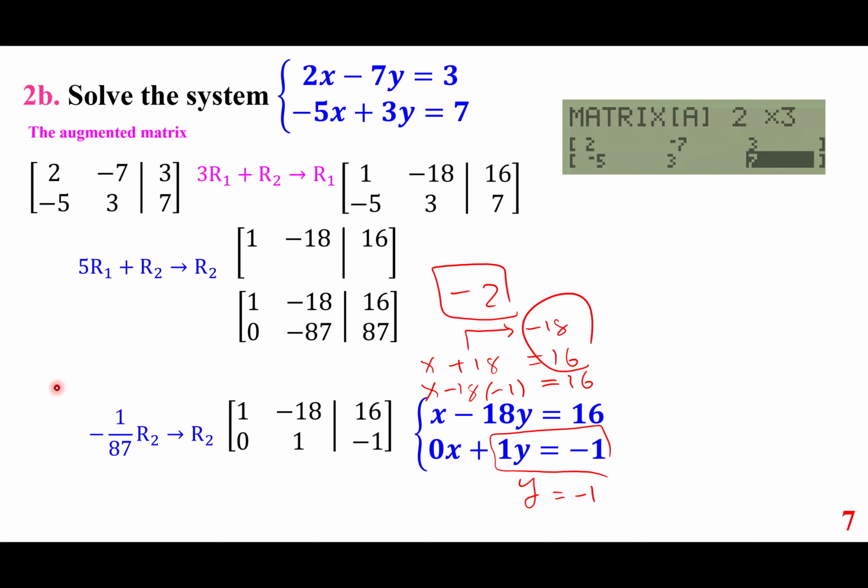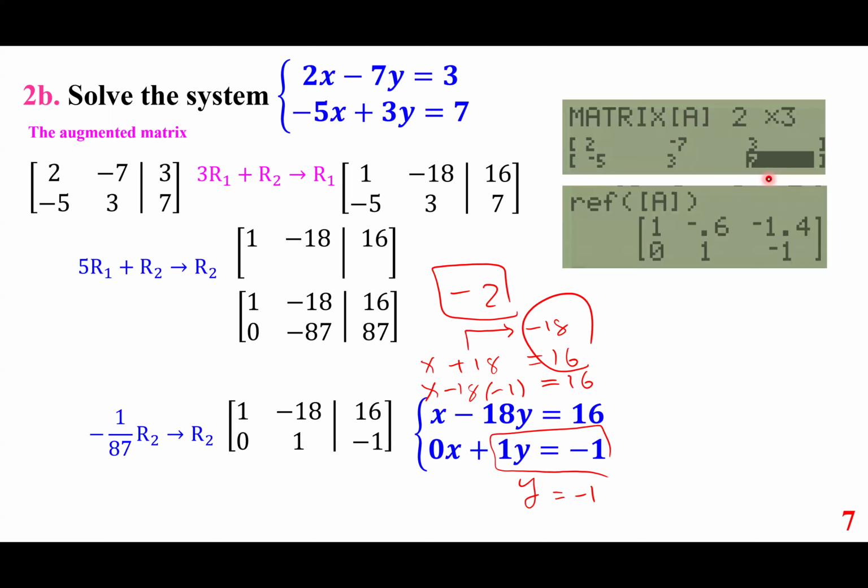Now, let's look at matrices. So I showed you how to enter the matrix. 2 by 3 we are talking about here, and you put 2, -7, 3, -5, 3, 7. If you do REF, it gives you this answer, everybody. So x is minus 1, and again, you have to solve just the way I did it. Over here, you would put x minus 0.6y equals negative 1.4. So this is not identical to this one. It doesn't have to be.